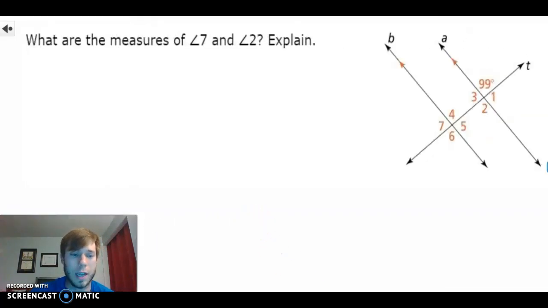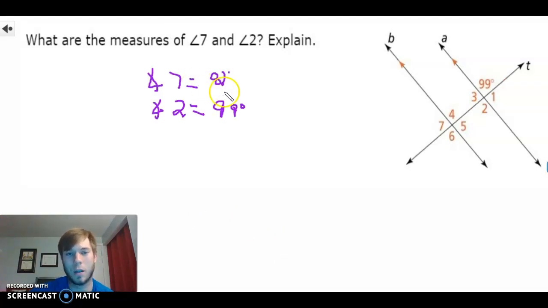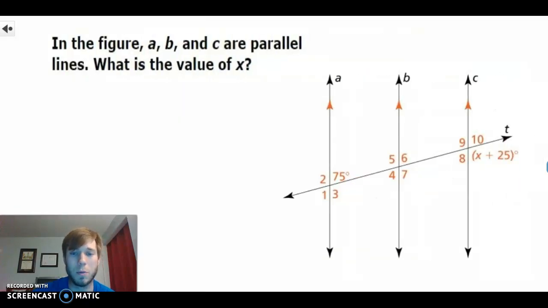Okay, let's look at some more. So what are the measures of angle 7 and angle 2? Go ahead and do that now. Angle 7 is going to be 81 degrees. We know that because angle 4 was 99. These two are supplementary to each other, so it must be 81. Angle 2 will be 99 because they are vertical angles, and they will also be congruent to each other. Let's keep on moving on, guys.